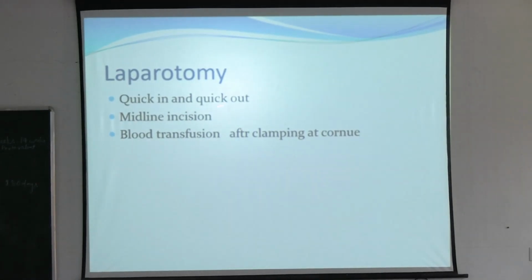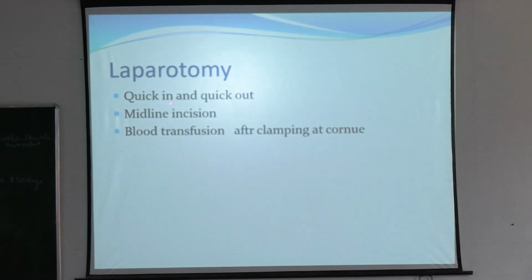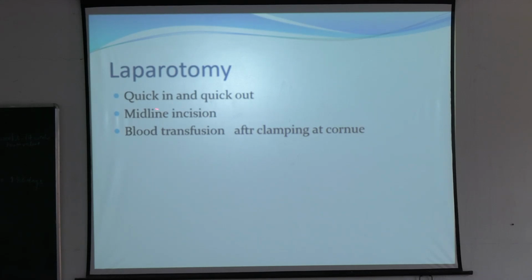So quick in and quick out, and always a midline incision. Midline is very quick. You cut the rectus sheath, easily split the rectus muscle and reach the peritoneal cavity within 2 or 3 minutes. After opening the abdomen, you put your hand in to reach the uterus and hold the uterus out to see which tube is affected.